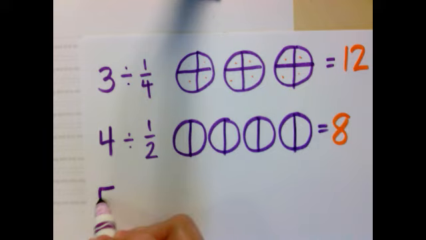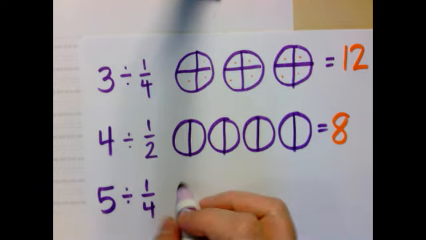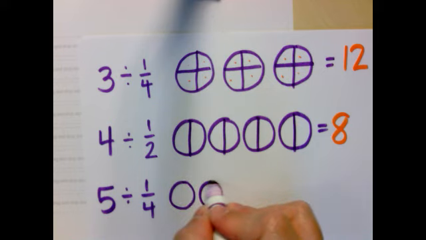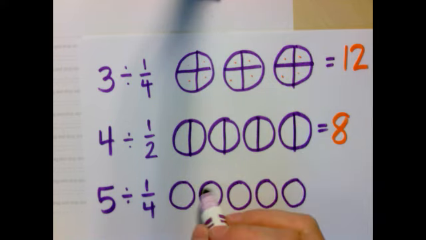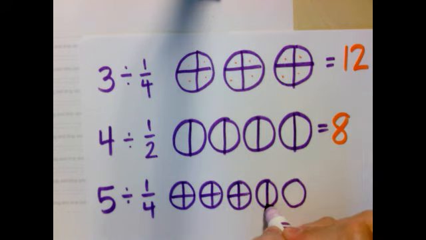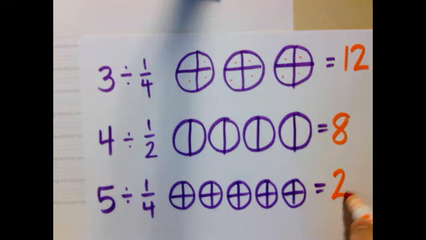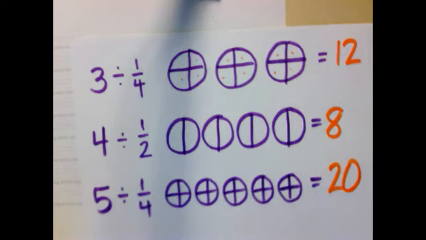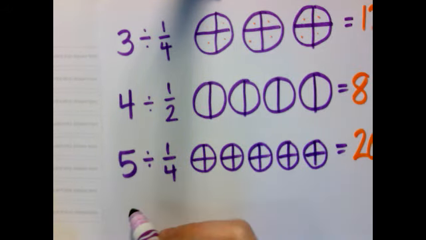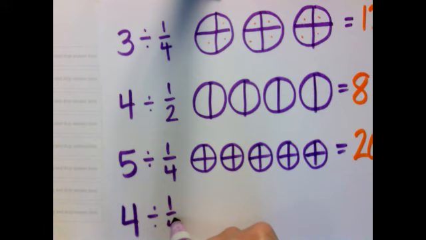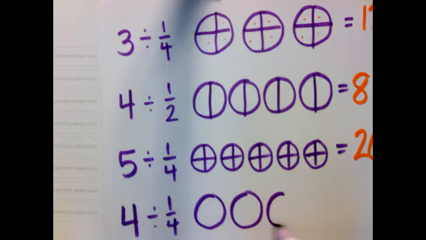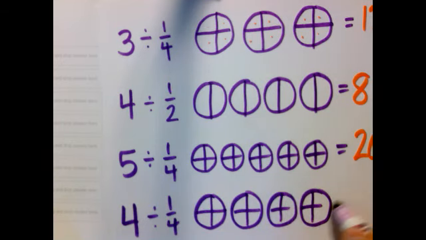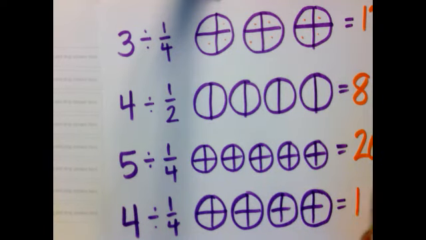Then I have 5 divided by 1/4. So 1, 2, 3, 4, 5, and then if I cut each of these into fourths, how many pieces do I have here? Well, if I go in and count, I see that I have 20 pieces. And then the last one, 4 divided by 1/4. Same thing, if I have 4 wholes and I divide each of those into fourths, how many pieces do I have? If I count, I have 16 pieces.